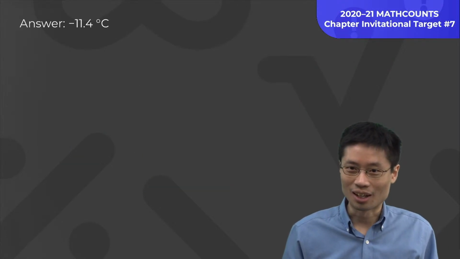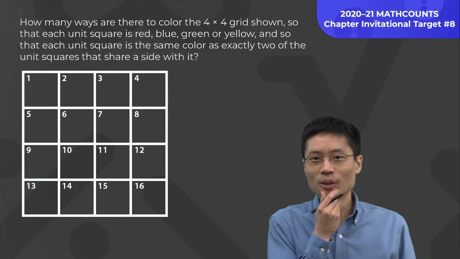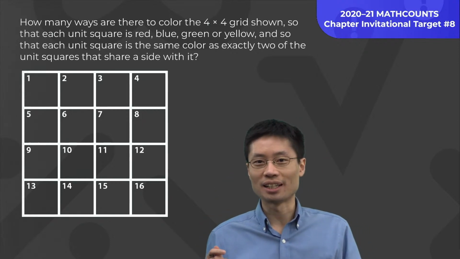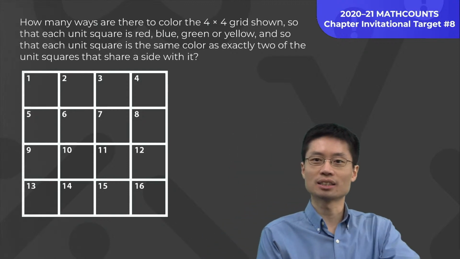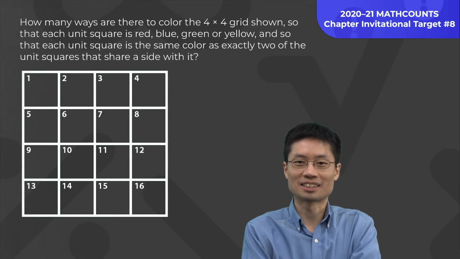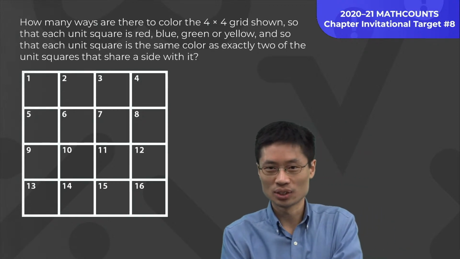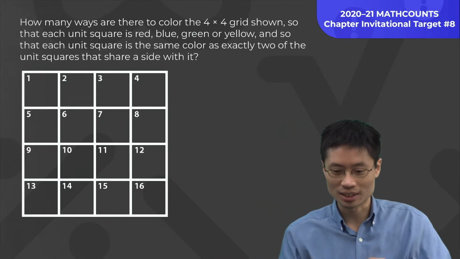Yes. And now, the grand finale. How many ways are there to color the 4x4 grid shown so that each unit square is red, blue, green, or yellow, and so that each unit square is the same color as exactly 2 of the unit squares that share a side with it? Whoa, okay. So I get 4 colors to use, and each unit square is the same color as exactly 2 of the unit squares that share a side with it.